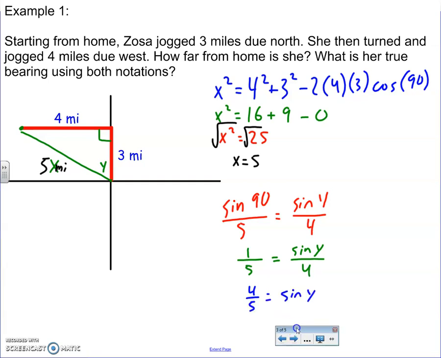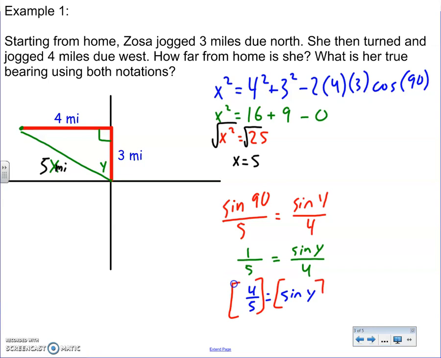To get sine by itself, you need to arc sine or inverse sine both sides. So I'm going to do inverse sine, arc sine. If I type that in the calculator, I will get 53.1 degrees. We'll round to the nearest tenth. All right, so we just found this angle, 53.1 degrees.